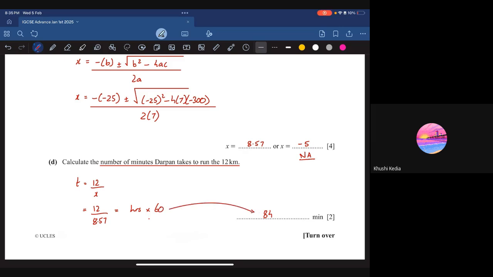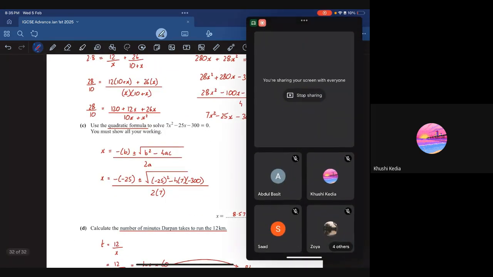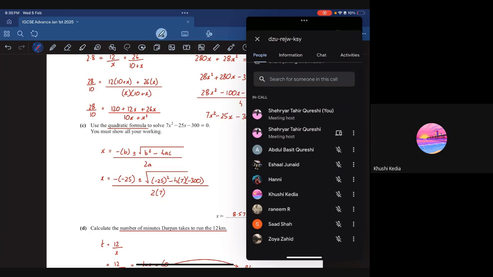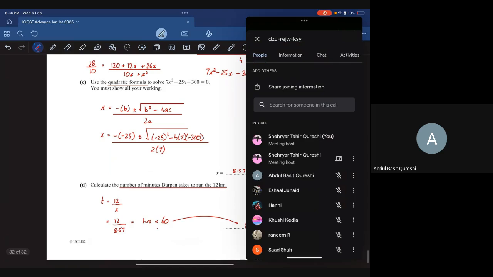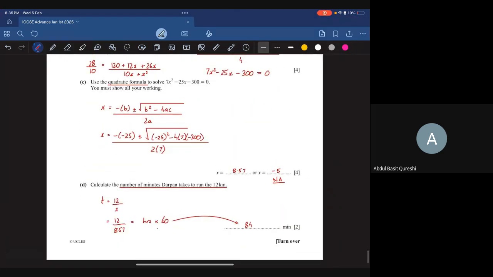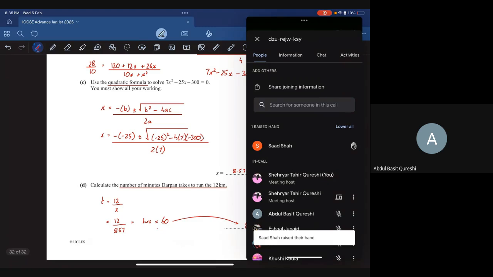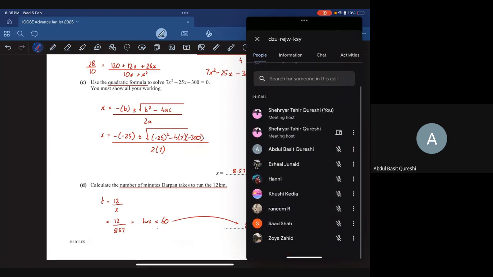Is this clear, guys? Anyone who has any issues with this, let me know. Basit, is this clear? Yes, sir, clear. And what about you, Vishal? Anything that you don't get from this, Vishal? Yes, Sad. Sad, you had your hand up.